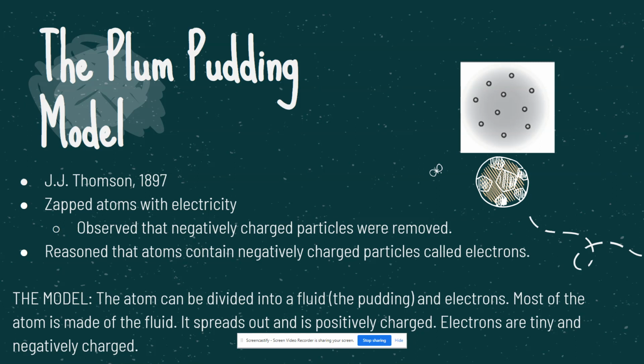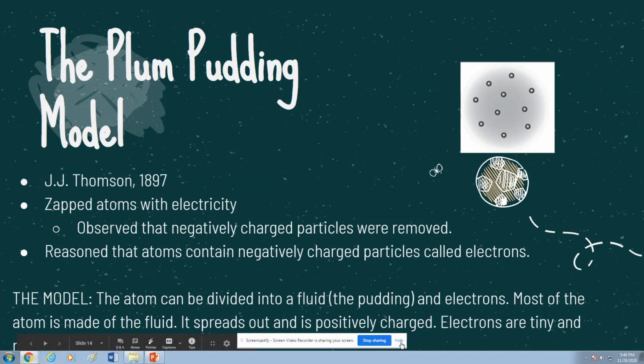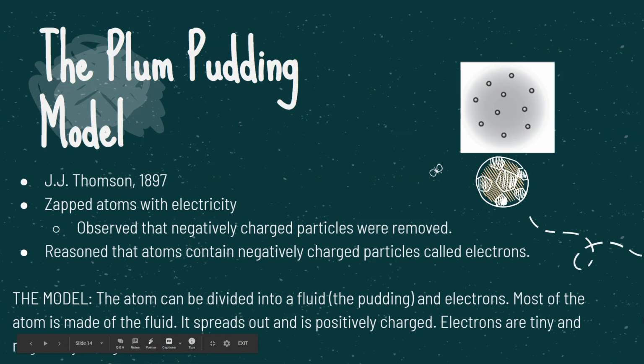This model says that the atom can be divided into a fluid, which was the pudding, or we can think of it as Jell-O, and the electrons. And the electrons are like the chunks or the pieces floating around in there. Most of the atom is made of the fluid. It spreads out and is positively charged. Electrons are tiny, and they're negatively charged.